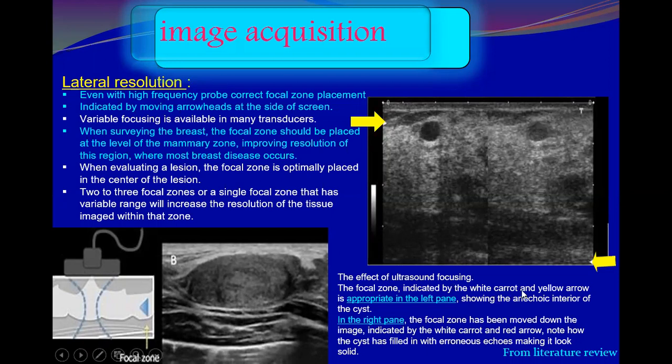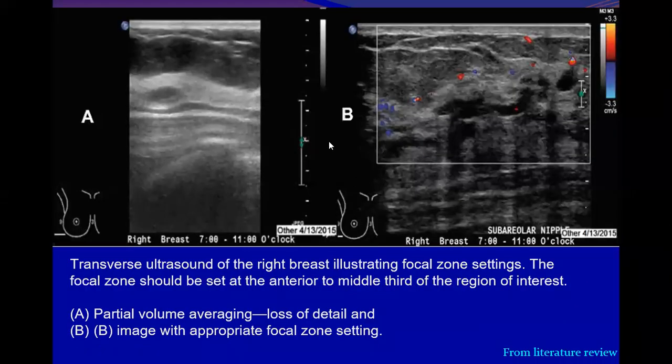Effect of ultrasound focusing: the focal zone indicated by the white marker is appropriate in the left image, showing an anechoic area. This is the same as what we discussed, okay? This is another example here. Look at this image, how it is blurred and structureless. We can see nothing because the focal zone was not appropriately placed.